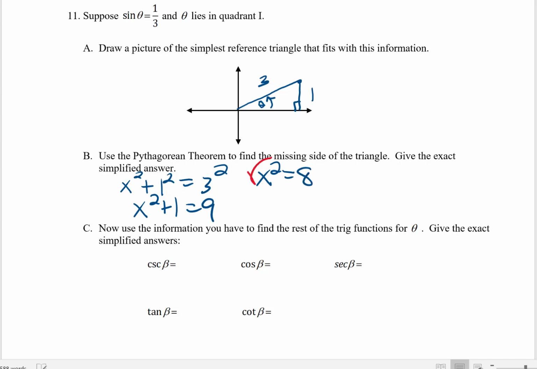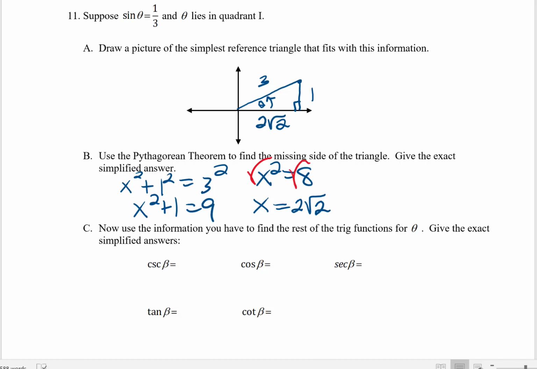And when I square root, x is going to be positive. I'm in the first quadrant. I end up with square root of 8, which simplifies. 8 is 4 times 2, so I can bring out the square root of 4 as a 2. And this simplifies to 2 square root of 2. I think I'll add that to my picture. 2 square root of 2 is the length of the missing side.